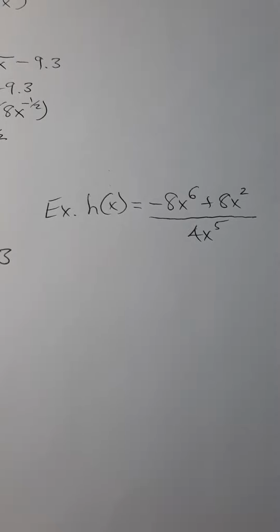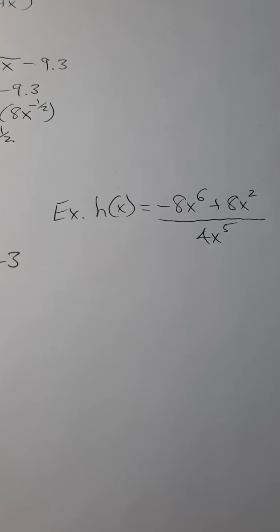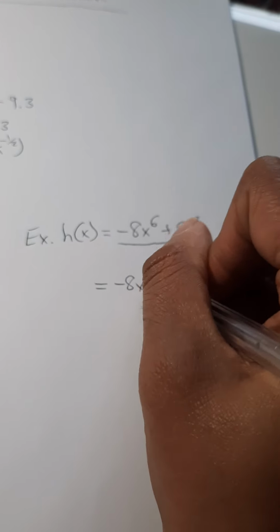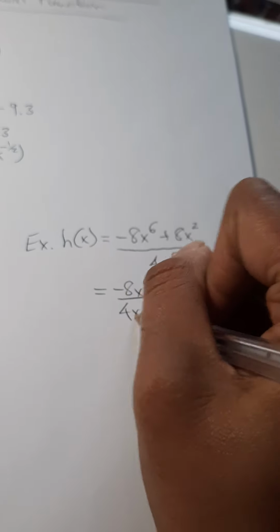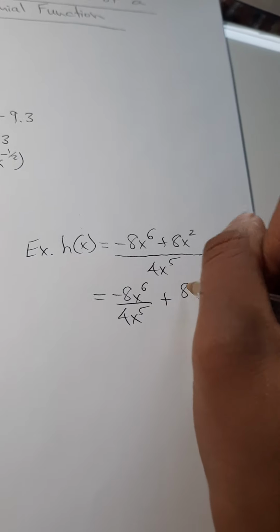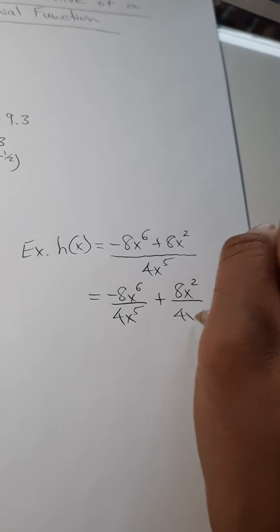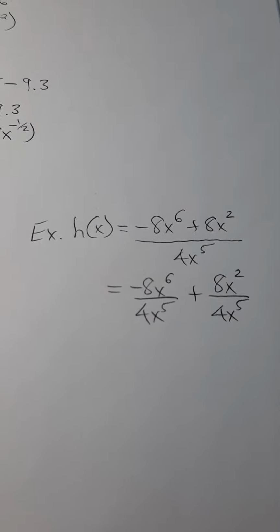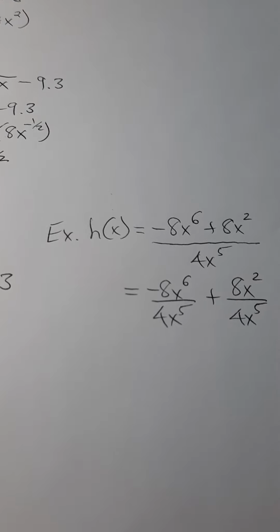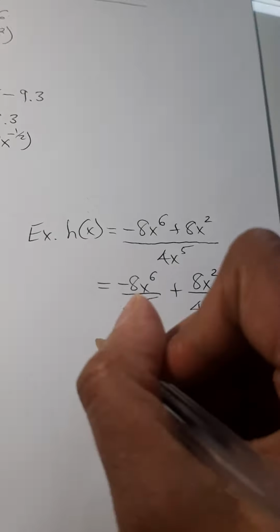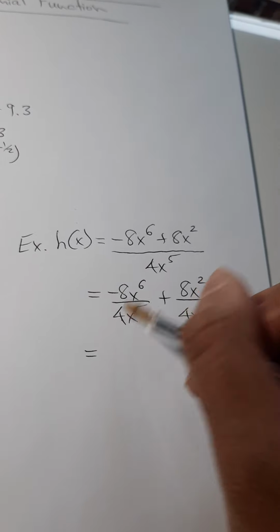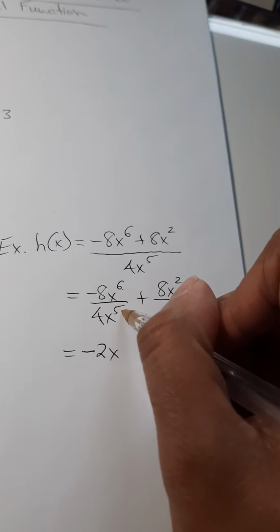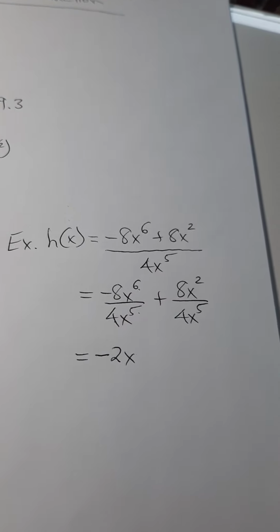In the next video, we will be going through the quotient rule as well. So right now, we're not going to use the quotient rule. Let's just simplify this out. So I have negative 8x^6 over 4x to the 5, and then plus 8x squared over 4x to the 5. We're basically just dividing each of these terms by 4x to the power of 5, so we can just reduce it. What we'll do here is negative 8 divided by 4, so I have negative 2. And the x is going to be 6 minus 5, so x to the power of 1.